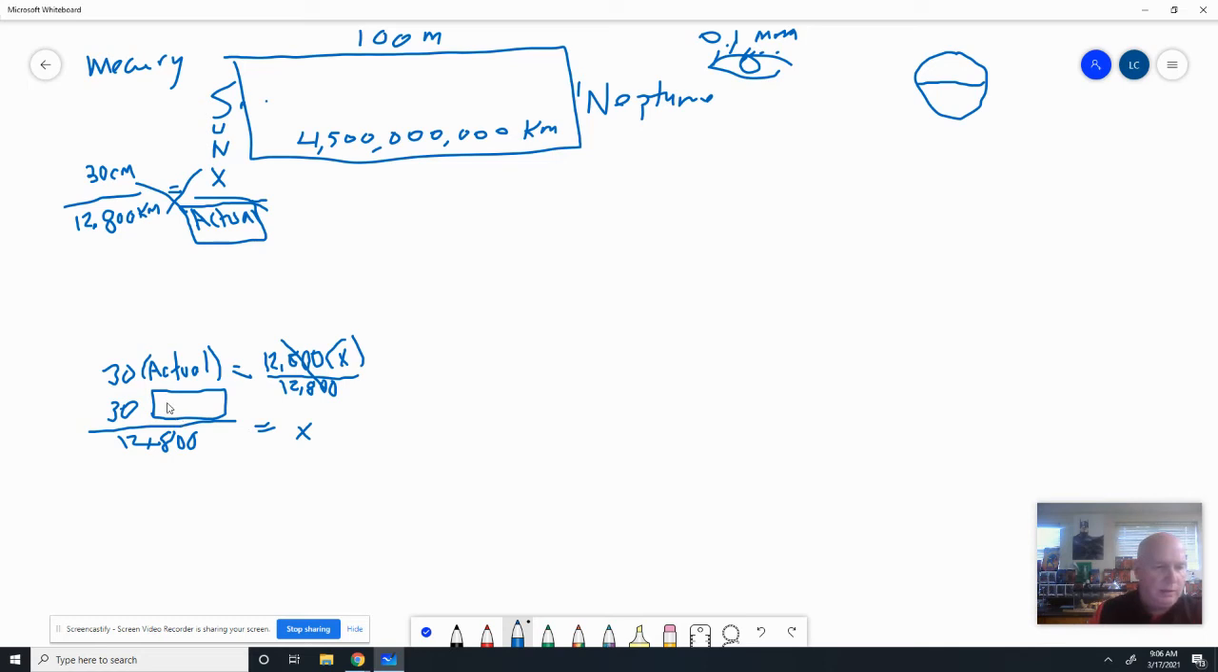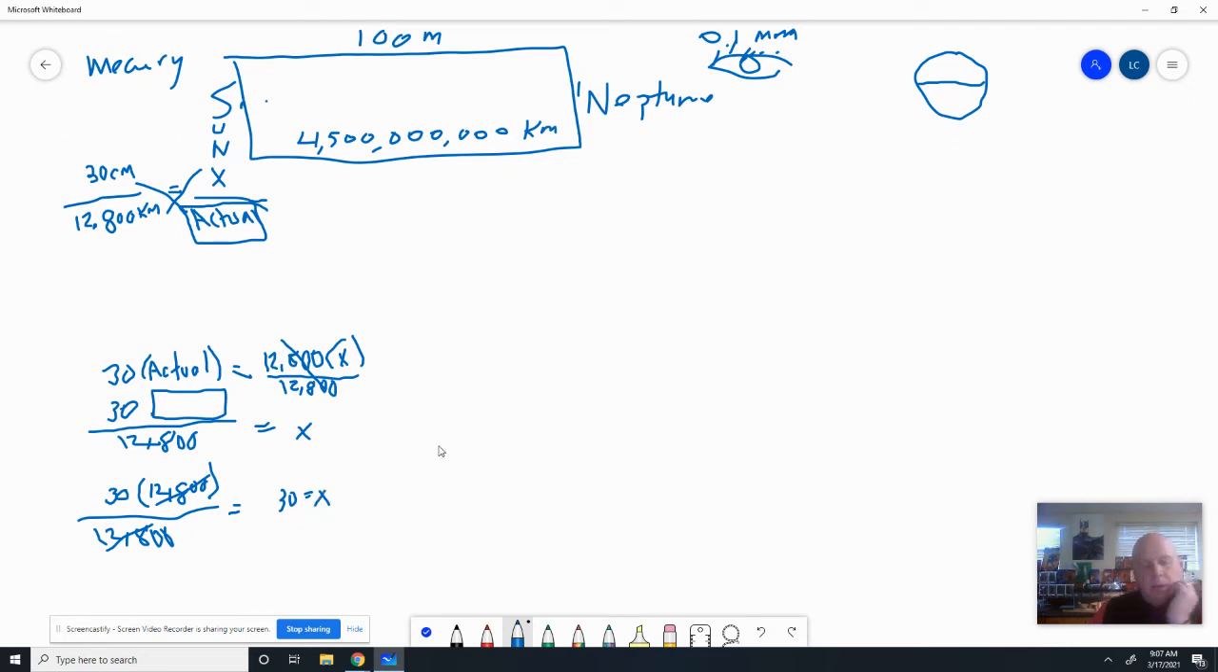So right here, we're talking about the Earth right now. If I did 30 times 12,800, because that's my actual distance of the Earth, and I divide it by 12,800, then these are going to cancel each other, and what I'm left with is 30. So X is equal to 30.